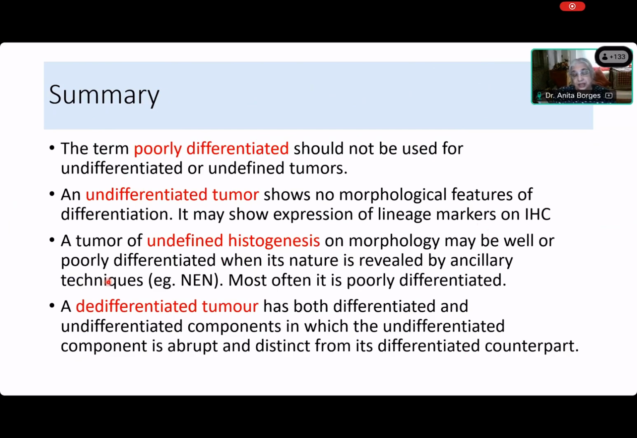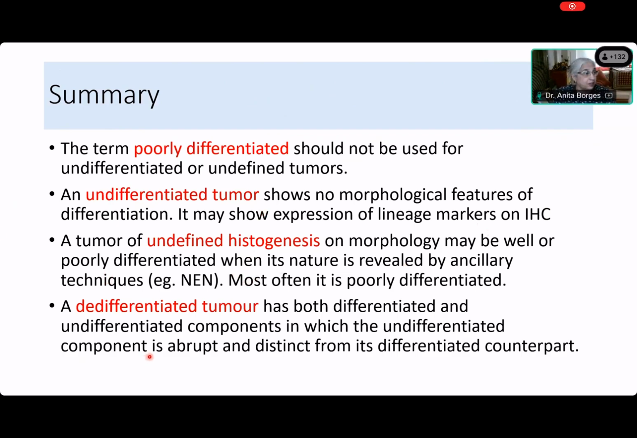Okay, it also happens in neuroendocrine neoplasms. You don't know, it looks odd. I don't know that it's a neuroendocrine neoplasm. And when I actually do the immunohistochemistry and I know that it is a neuroendocrine neoplasm and it is well differentiated, it may turn out to be what we call low grade. Okay? But most often these undefined tumors turn out to be poorly differentiated. And what is a dedifferentiated tumor?